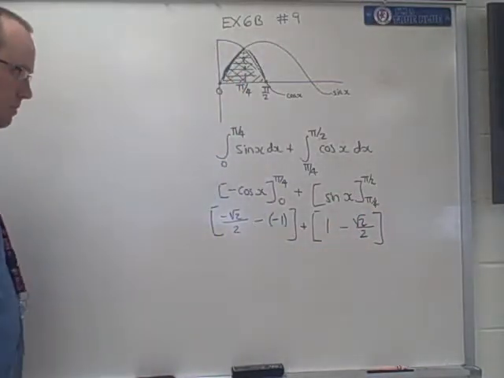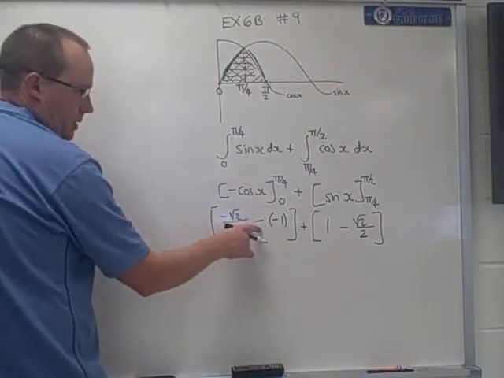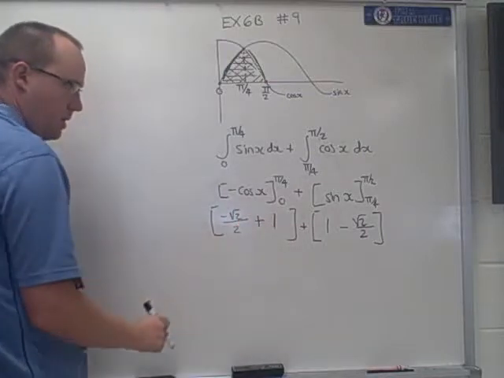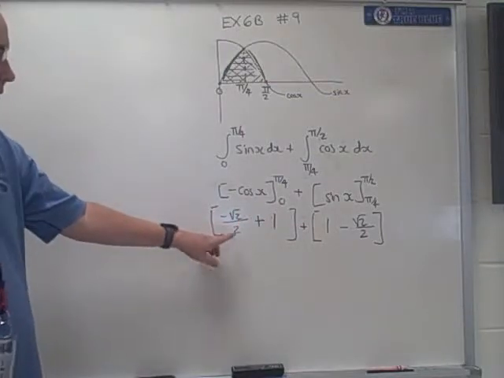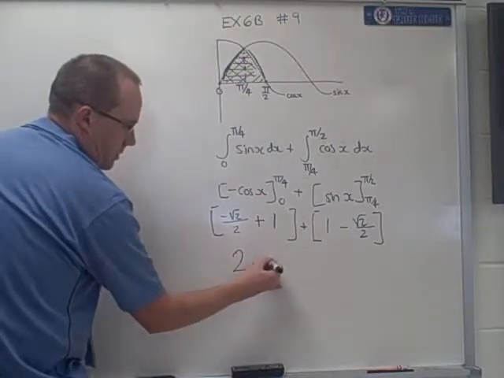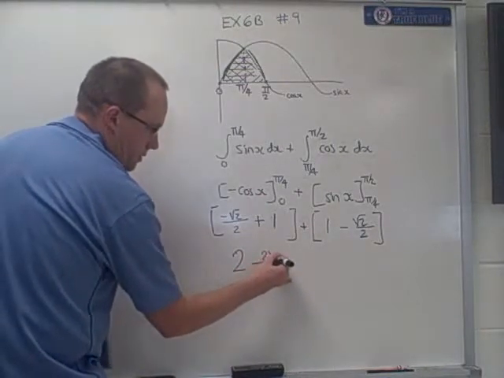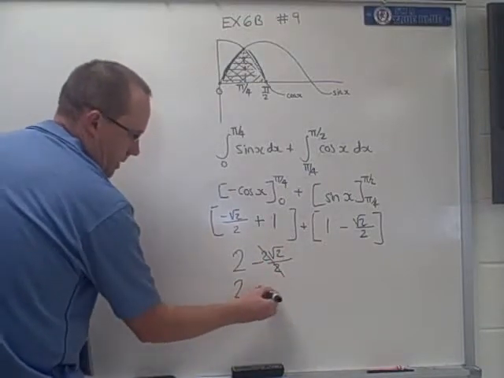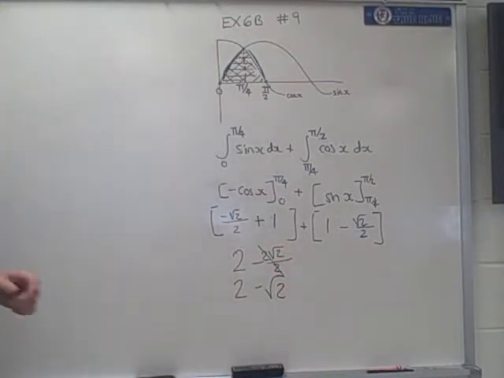And then when we start to simplify this, certainly two negatives here make it positive, so we can simplify that. And we've got negative radical 2 over 2, subtract radical 2 over 2. So it looks like we've got 2 minus 2 times radical 2 over 2, which should cancel and give us 2 minus radical 2.